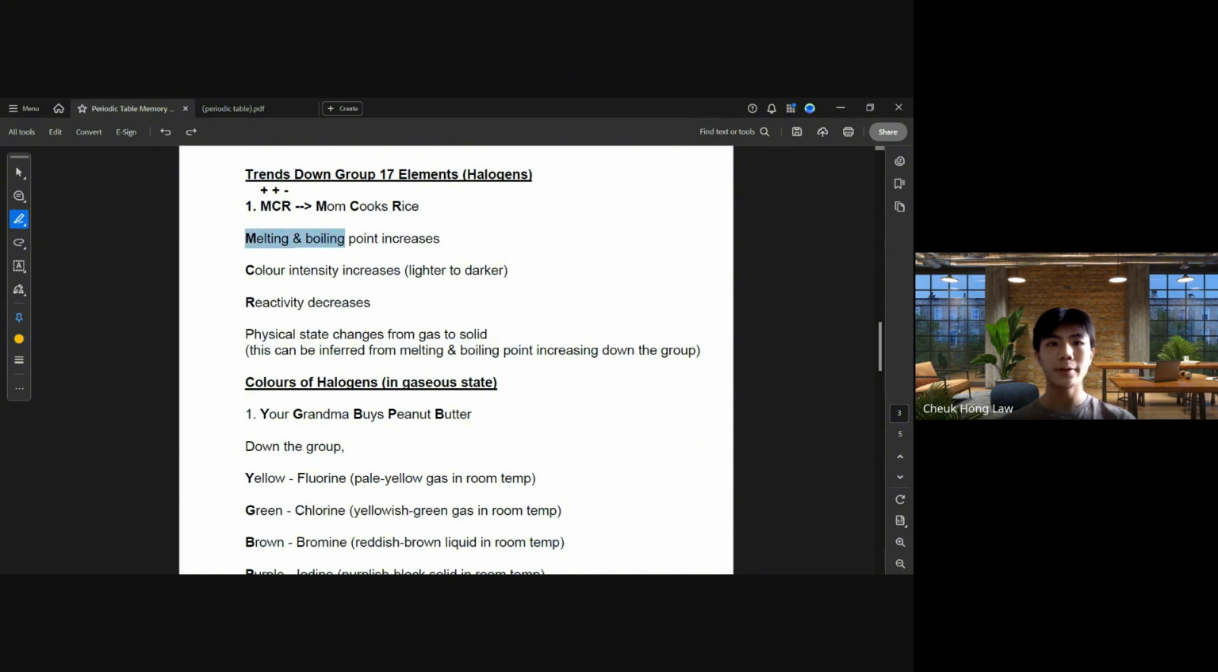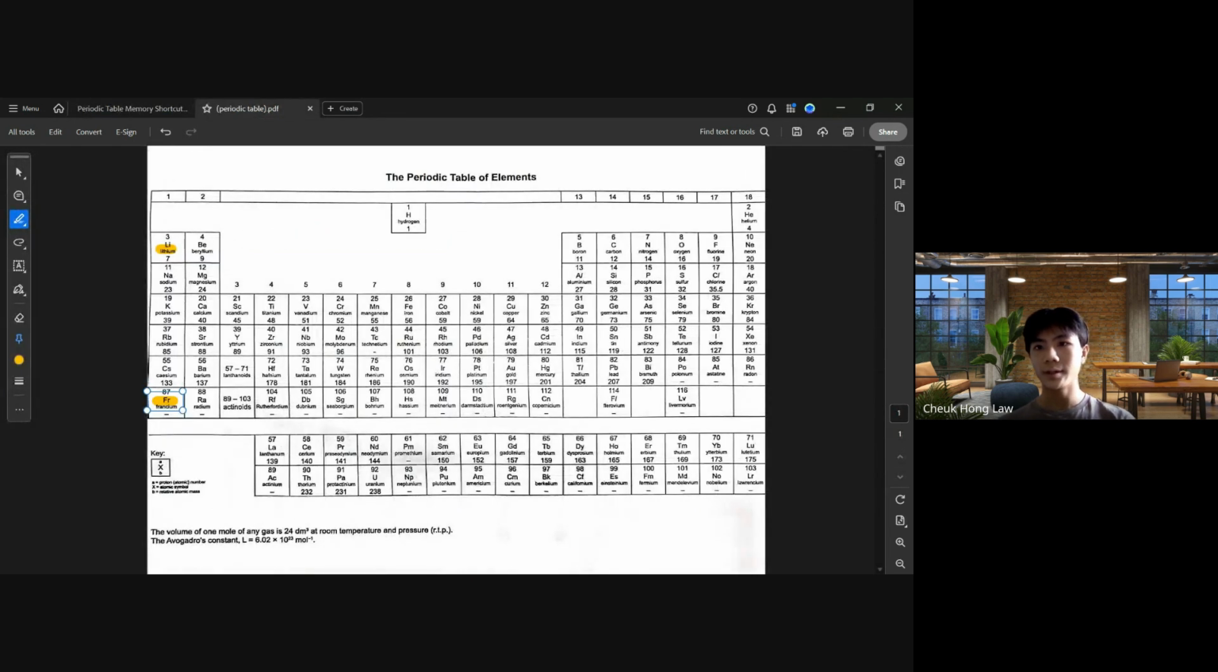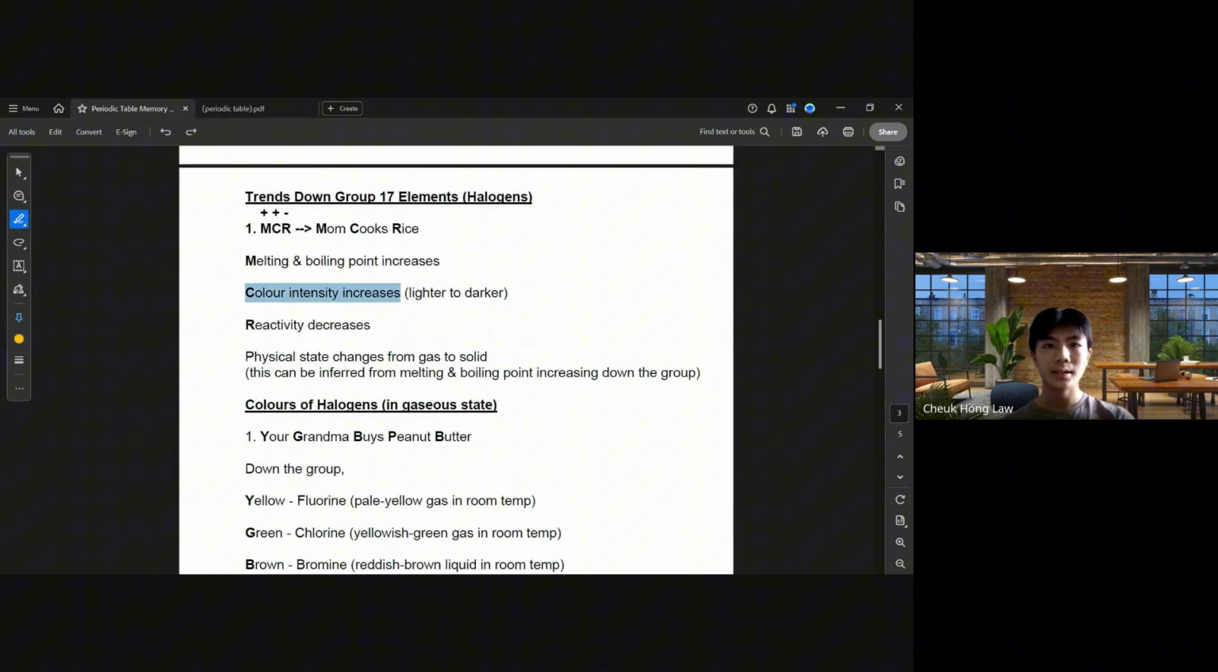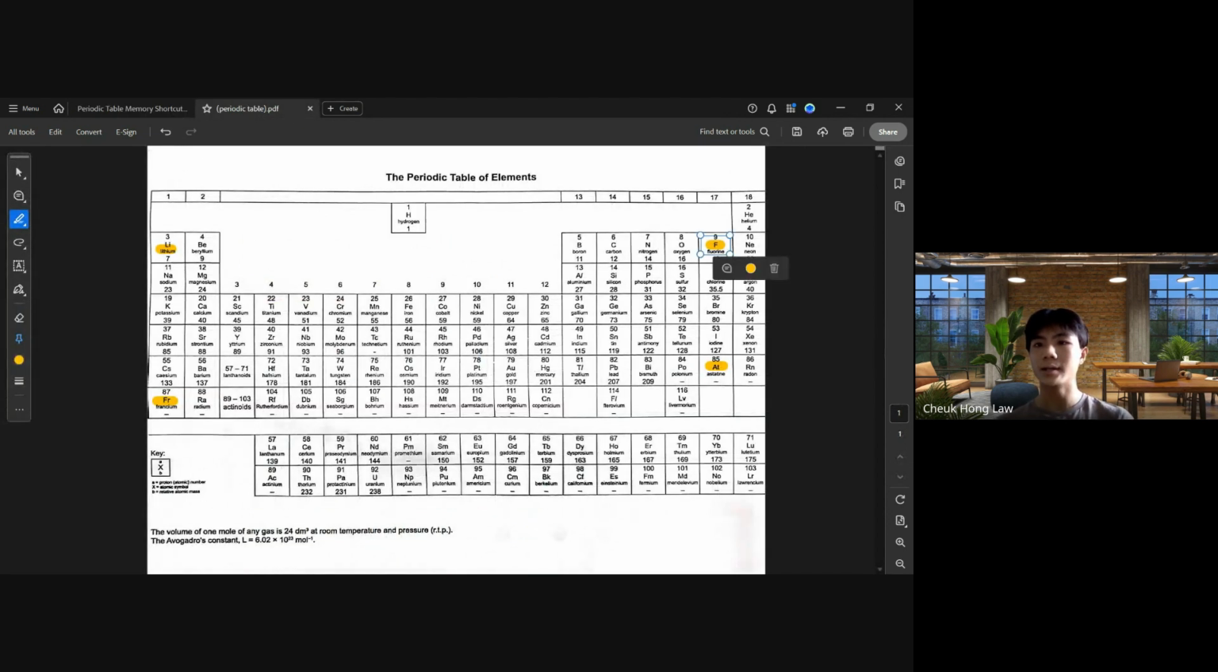M is melting and boiling point. So melting and boiling point increases. So if you look at group 17, you have fluorine, chlorine, bromine, iodine, astatine. If melting and boiling point increases, that means fluorine has the lowest melting and boiling point, and astatine has the highest melting and boiling point. Next, color intensity increases. So this means that the color of the group 17 elements, the halogens, goes from lighter to darker. So the lightest one being fluorine, and then the darkest one is astatine, which is actually black.